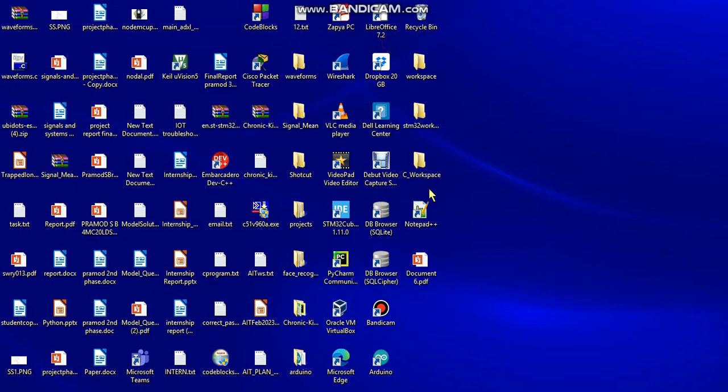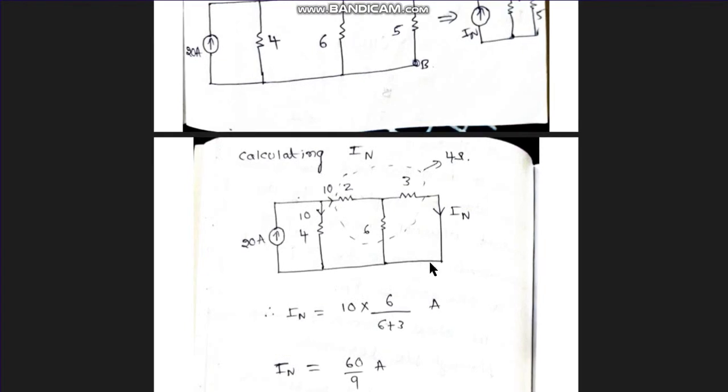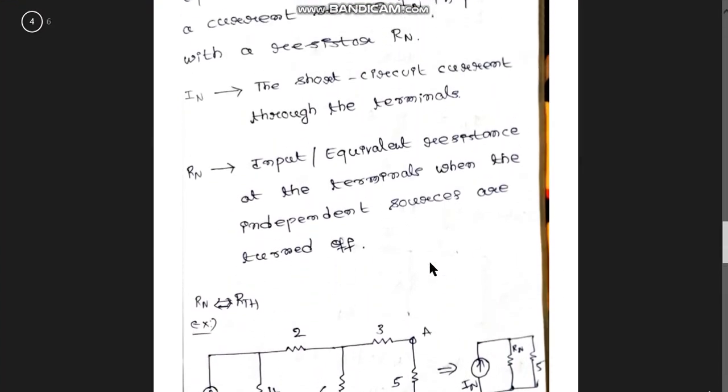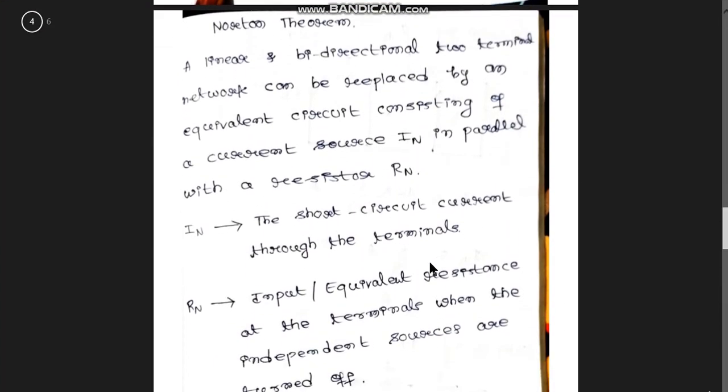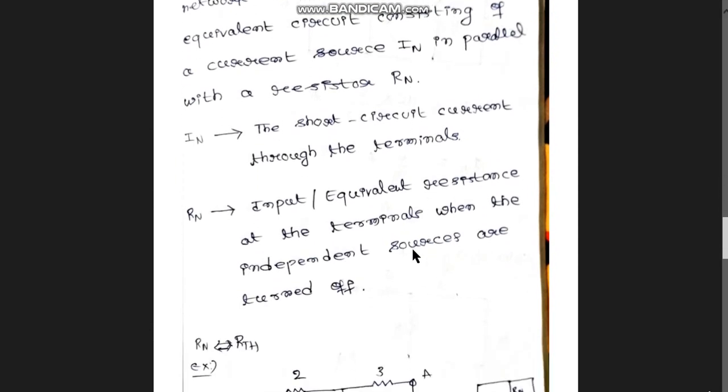Today we'll understand Norton's theorem. It states that a linear and bidirectional two-terminal network can be replaced by an equivalent circuit consisting of a current source IN in parallel with resistor Rn, where IN is the short circuit current through the terminals and Rn is the input or equivalent resistance at the terminals when the independent sources are turned off.